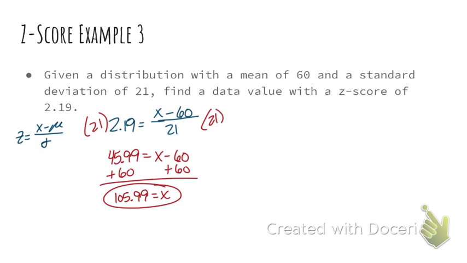Remember to pay attention to what you're solving for. Here we're solving for the data value. So this 105.99 is just a number. When you're solving for z, then it's referring to the location.